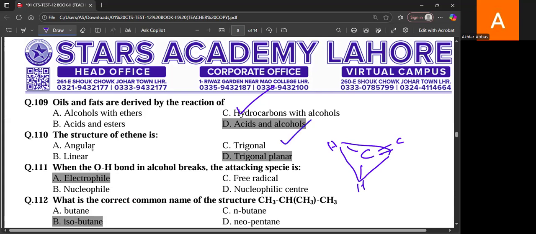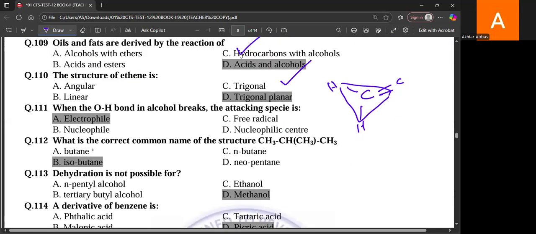When the O-H bond in alcohol breaks, what is the attacking species? You know that two types of bond breaking take place in alcohol. When the bond breaks between O and H, the bond shifts towards the oxygen atom, so oxygen carries a negative charge. So will an electrophile or a nucleophile attack? An electrophile will attack, because oxygen has a negative charge and becomes electron loving. So we can say that alpha option is correct.